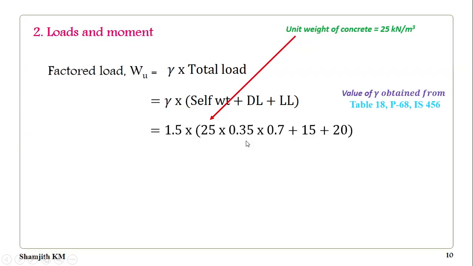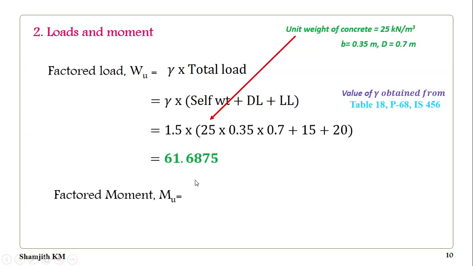Then this is the small b and this is the capital D. That is the breadth and depth of the section we are using. That is 0.35 into 0.7. So we will be getting the self weight. Then this is the dead load and live load. So this is the total loads we have, and we will be multiplying these complete things by the partial safety factor, which is obtained from Table 18 in the IS 456. We will be getting a value 61.6875.